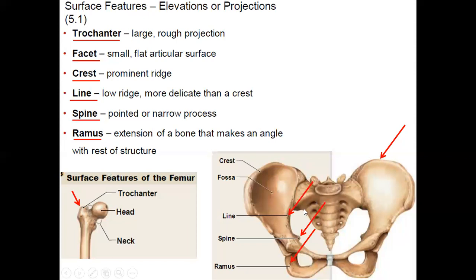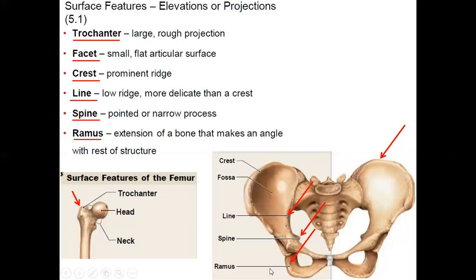A line is a low ridge that's a little bit more delicate than a crest. So this line here is a point of attachment for some tendons. A spine is a pointed but narrow process. So right here, this is called the ischial spine. There's a little spine that pokes out back here.